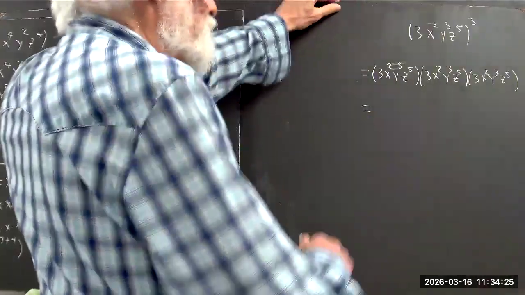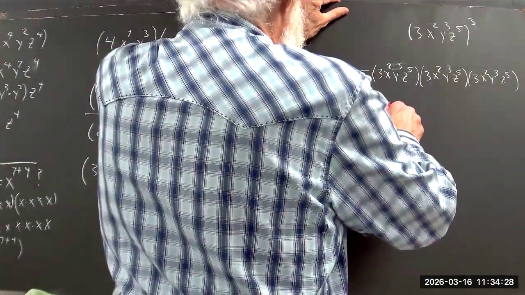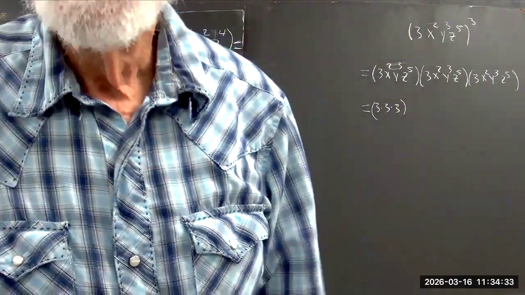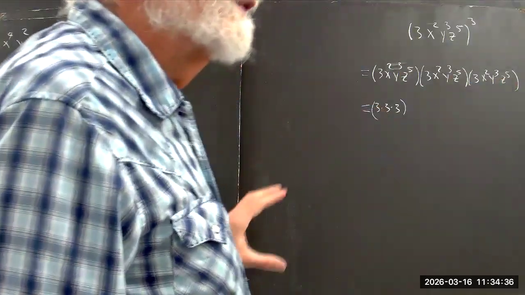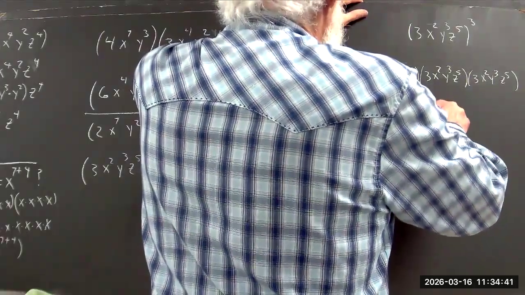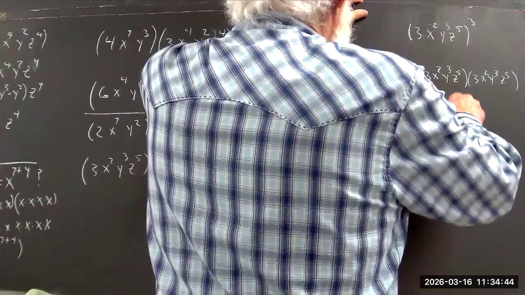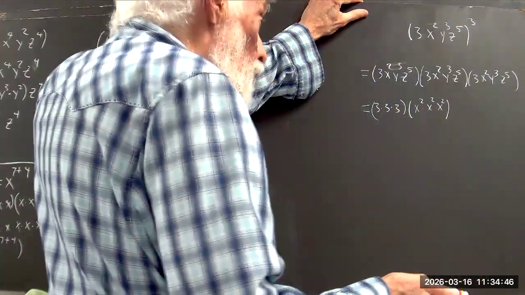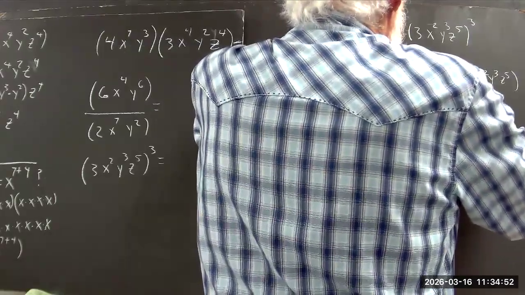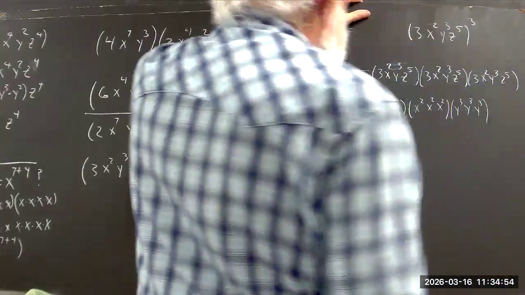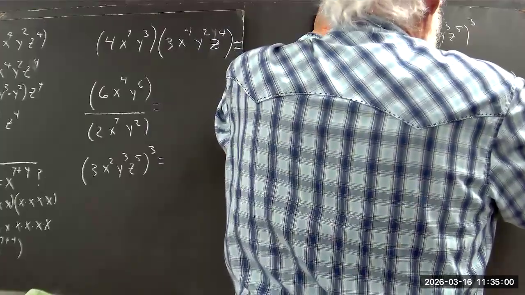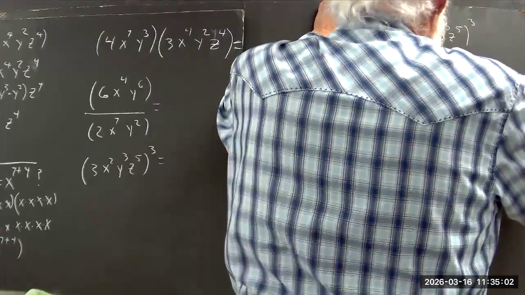And now that I've done this, I can see that, okay, well, I just write 3 times 3 times 3. That wasn't hard. Each one has a 3 in it, so I'm just changing the order. And then I'm going to write my x's. And of course, they're all the same, x squared times x squared times x squared. And then my y's, well, y's cubed. So I got y cubed times y cubed times y cubed. And z to the fifth is going to give me z to the fifth times z to the fifth times z to the fifth.